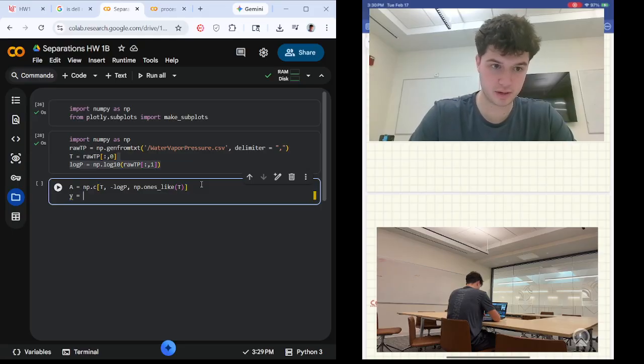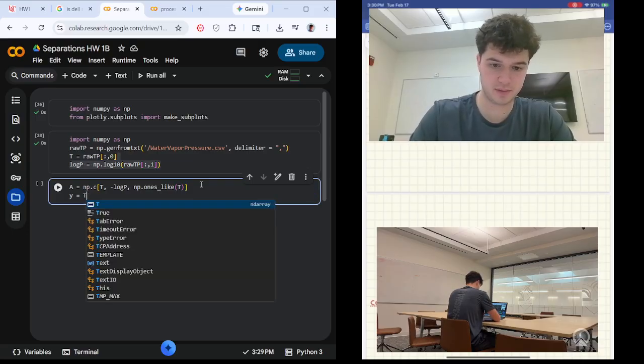We'll have our y, our other matrix, which is equal to t times log p. Why am I not typing good?